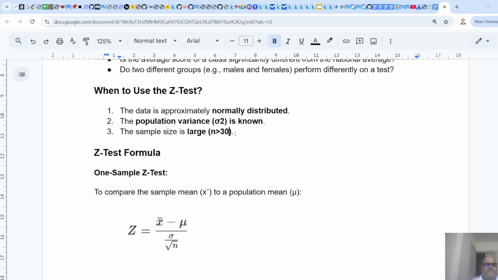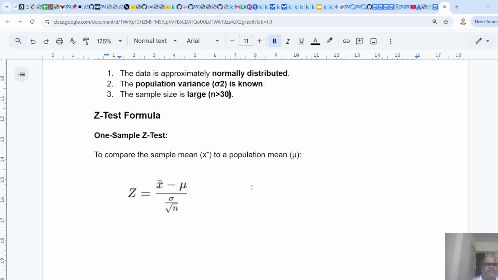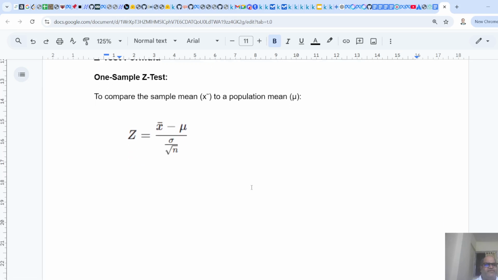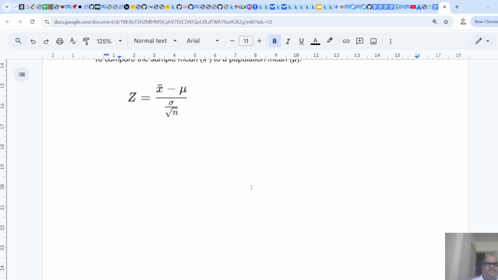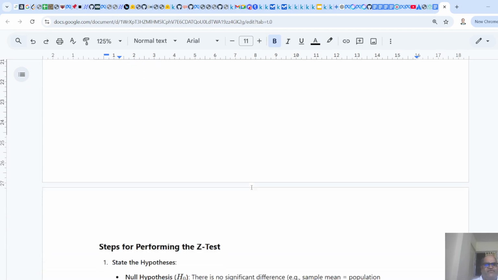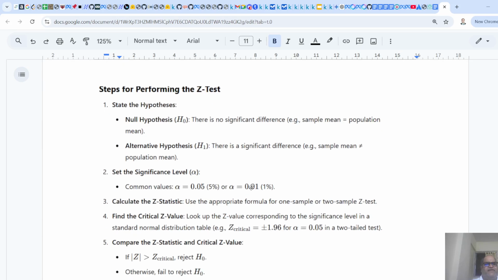So basically, if you look at the steps of how you do it, you compute something called the critical test score, and that is compared using this formula, right? So you are looking at the sample mean, which is x bar, and the population mean, you take that difference, and then you standardize by your standard deviation divided by the square root of your sample size, right?